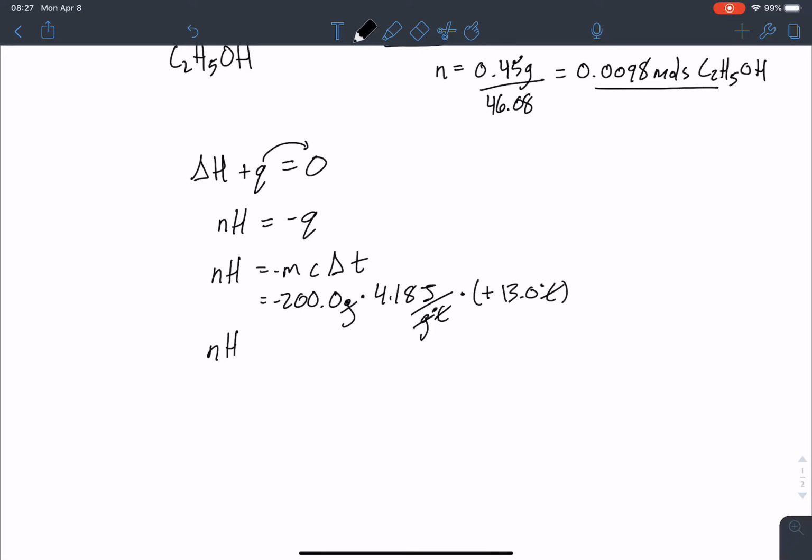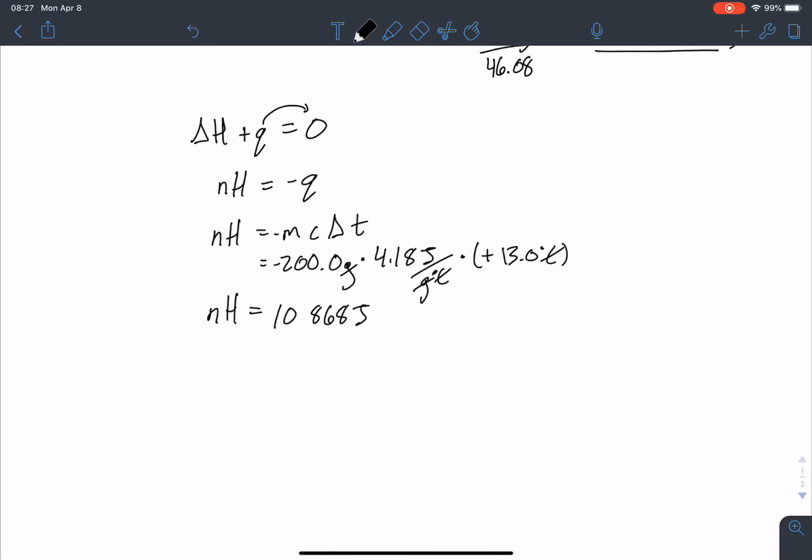Now here on the other side, we still have our n and our H. And as we put all of these numbers through, 200 times 4.18 times 13, that's going to give us a pretty big answer in joules, so 10,868 joules. Now a question like this may not ask what is the energy input into the water, but what is the enthalpy of reaction? So what is the enthalpy of reaction for this ethanol, right?